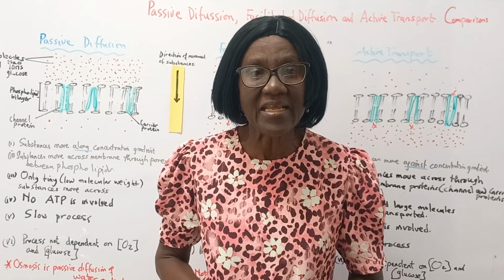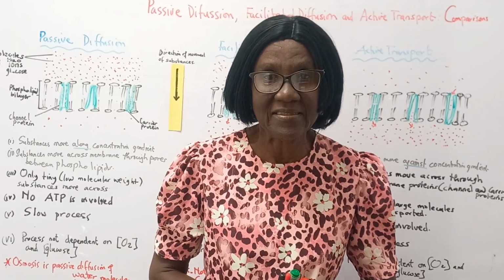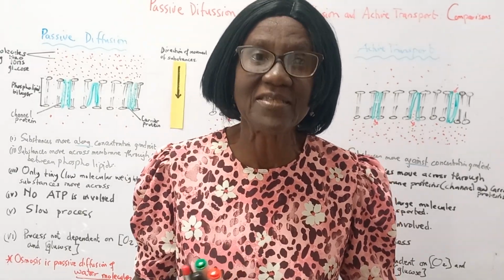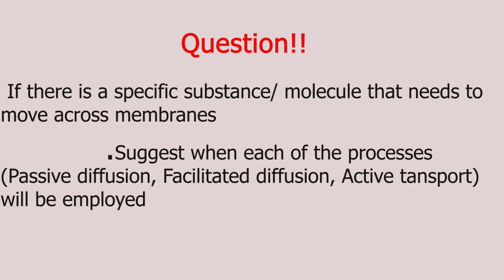At the end of the lesson, you have a question to solve, and this is the question. If there is a specific substance or molecule that needs to move across a membrane, suggest when each of the processes, passive diffusion, facilitated diffusion, and active transport, will be employed.